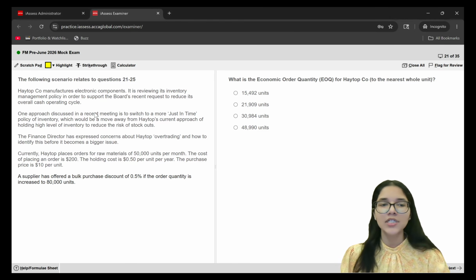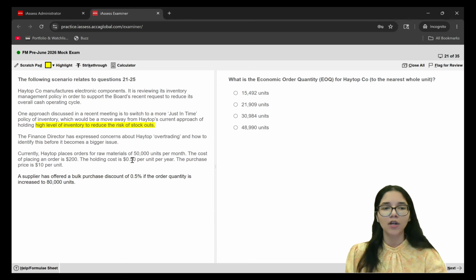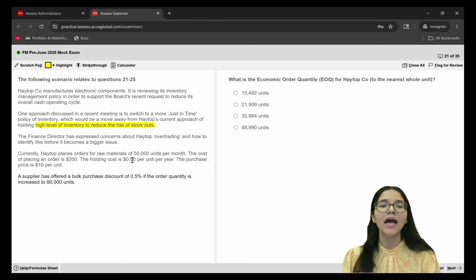One approach discussed in a recent meeting is to switch to a more just-in-time policy of inventory, the JIT system that they are talking about, which would be a move away from Haytop's current approach of holding high level of inventory. So right now we are holding high level of inventory to reduce the risk of stockouts. The finance director has expressed concerns about Haytop overtrading and how to identify this before it becomes a bigger issue.